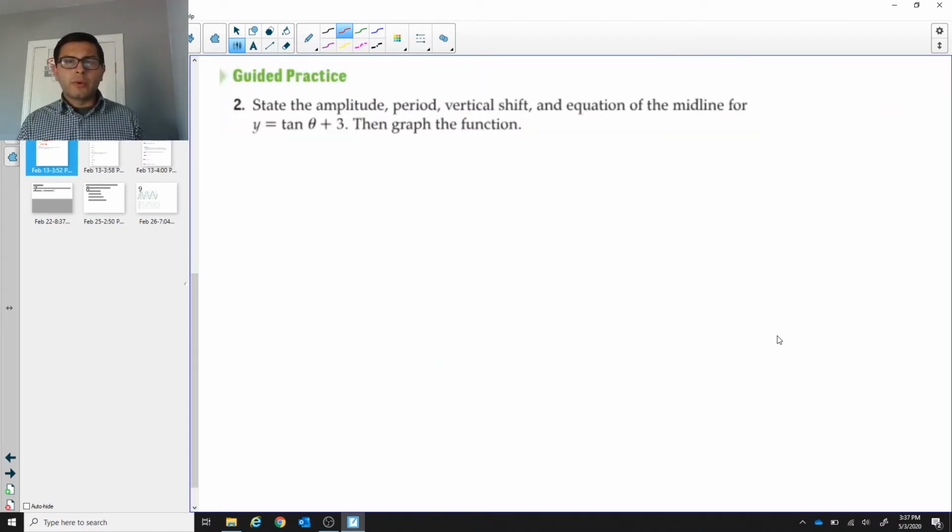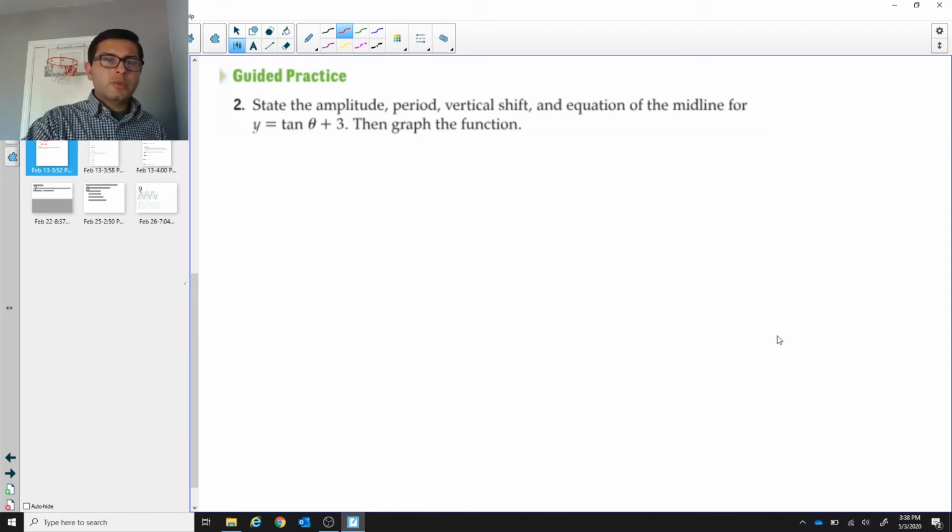Okay, so now we have our guided practice. So give this a shot, and you want to find everything that we did on the previous example. We're going to want our amplitude, period, vertical shift, and midline. On the last one, we were trying to find our phase shift, but as you can see, on this one, we also don't have a phase shift. So find those other ones.